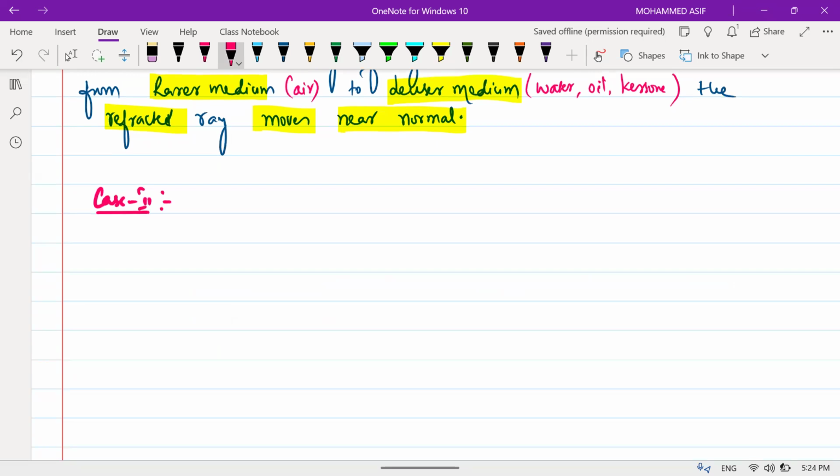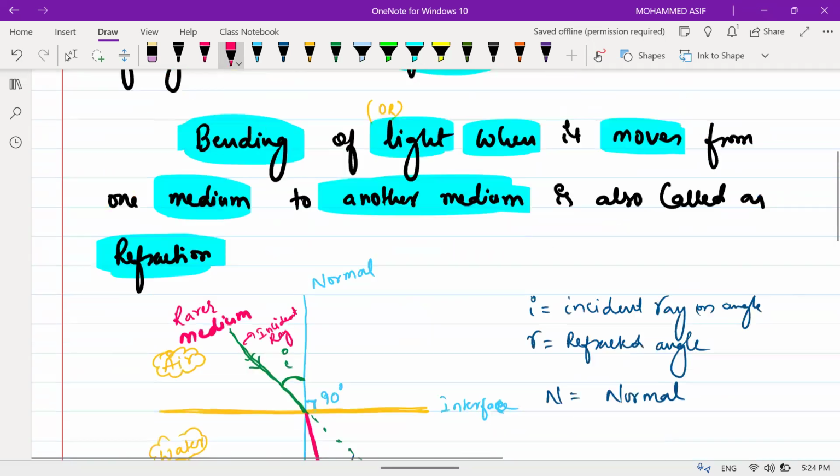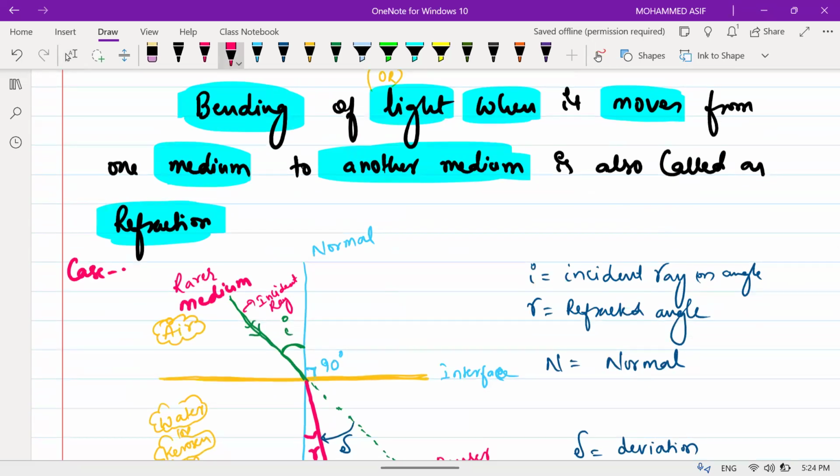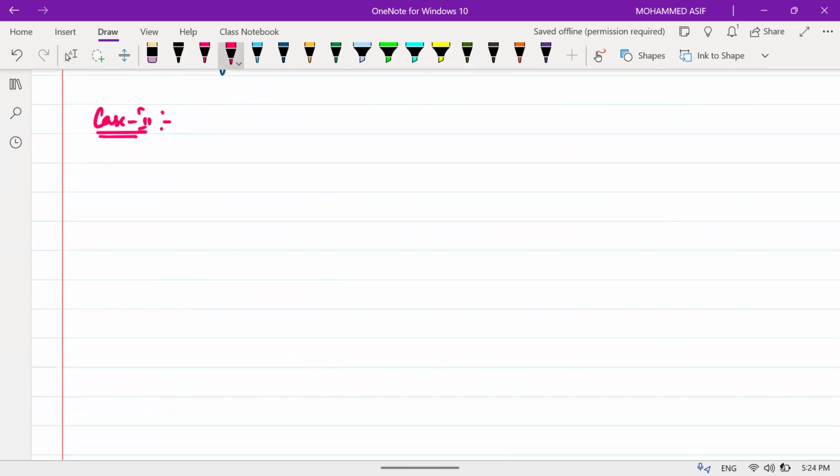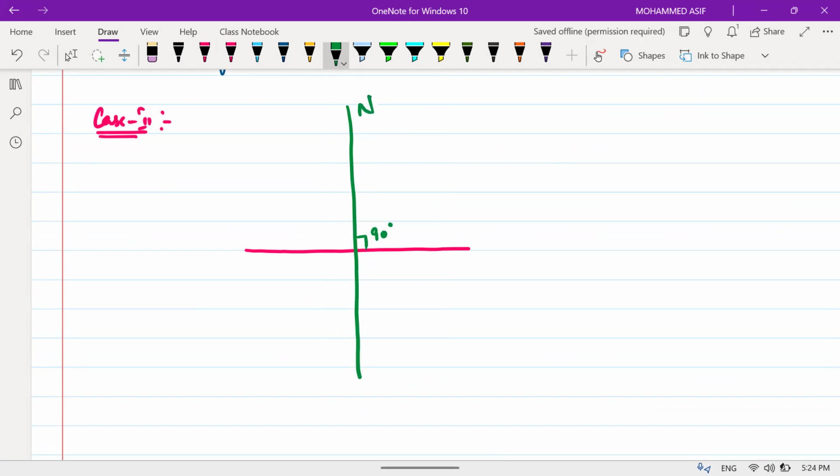Case 2. This one was case 1, beta. Okay, now see. This is your interface, beta. And this one is your normal. The normal is always 90 degrees with the interface. This one is the normal represented by N. And this one is your refracted ray. This is your interface. And this one is, say for example, the rarer medium. This one is your denser medium.